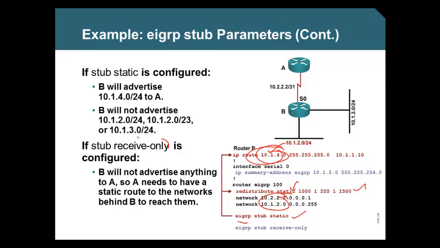Receive only, we all know. When we configure receive only, this B router will not advertise anything to A. It will simply inform, I am not responsible for any network.